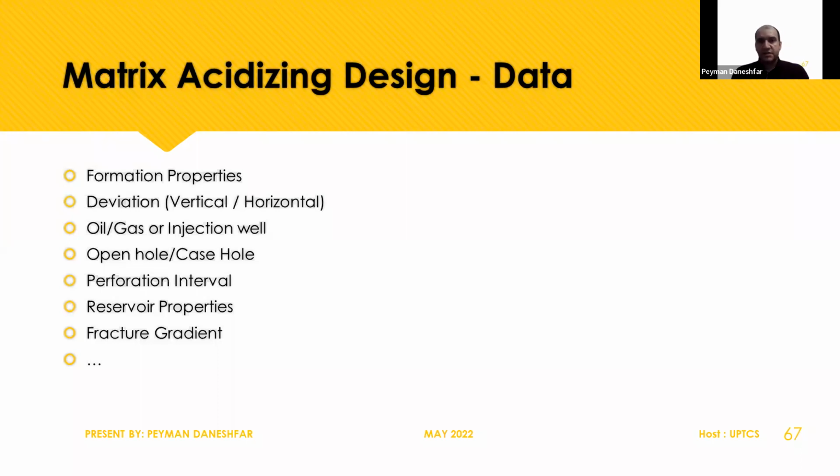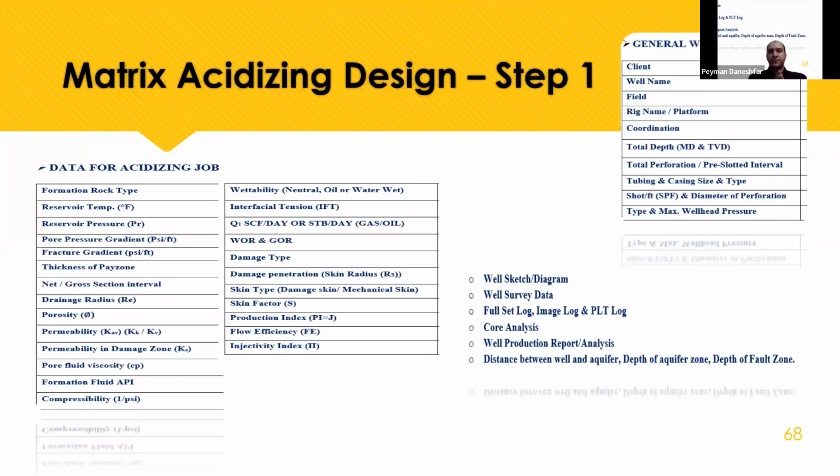In a matrix acidizing design, we should consider some parameters: formation properties, deviation, the type of the well, open or cased hole, perforation interval, reservoir fracture gradient, and other parameters that we use. You can see here, step 1, we should use a data form for ourselves. We should know the data that we use in acidizing: the formation reactor, reservoir temperature, thickness of the pay zone, drainage radius, permeability, porosity, wettability, all of them. After we gather all of them, we go to the next step.